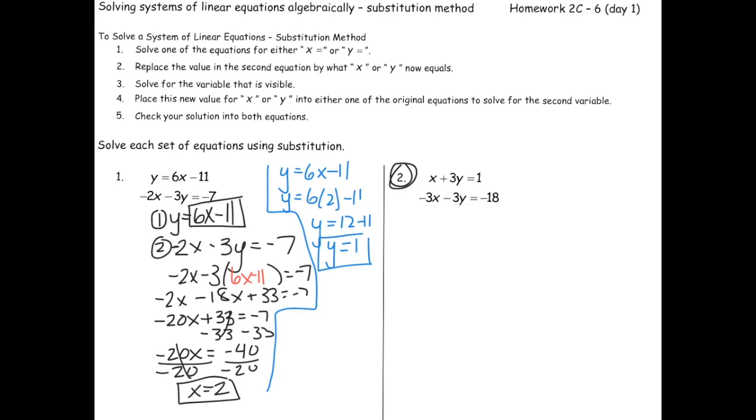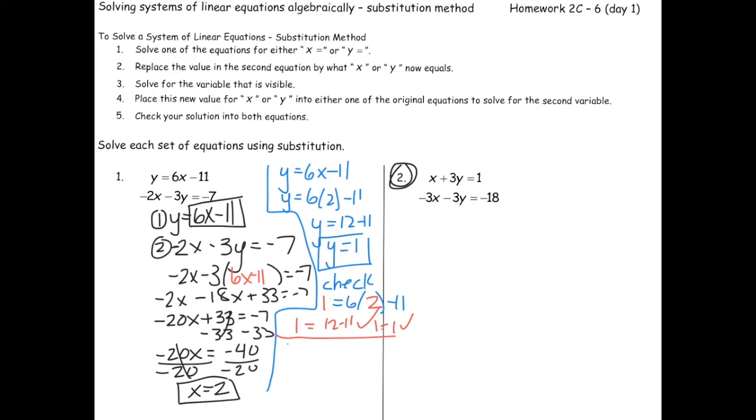Okay, so now these are my two solutions. I'm going to check now. Check into the originals for both. So y is equal to 6 times x minus 11. We're going to plug in 2 for x, and we're also going to put in 1 for y. So is 1 equal to 12 minus 11? Yes, it is. 1 is equal to 1. We did it. We did it.